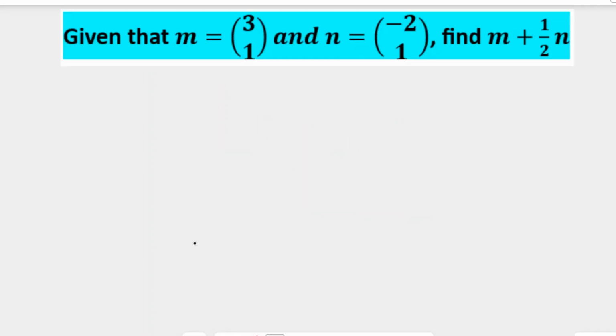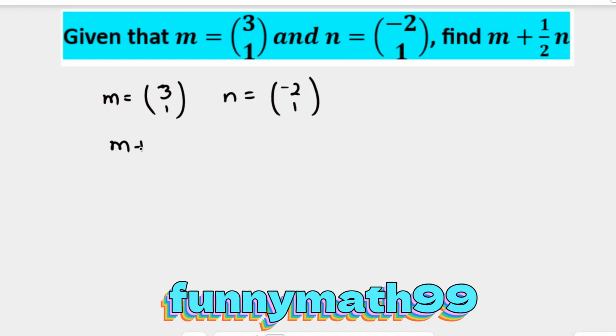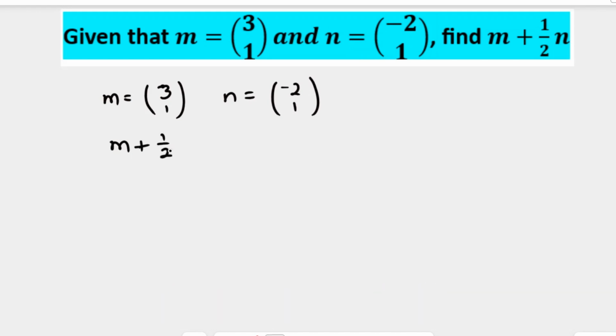So that will be our last question for today. Given that the vector m has components 3, 1, and the vector n also has components negative 2, 1. You have to find this expression m plus half of n. So let's do the substitutions. So you see, in this case, this scalar, which is half, is only multiplying the vector n. It has nothing to do with the vector m. So always you have to analyze the expression before you even do the substitutions. So now let's do the substitutions.